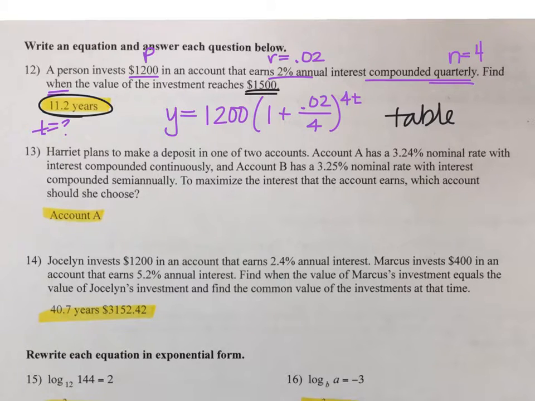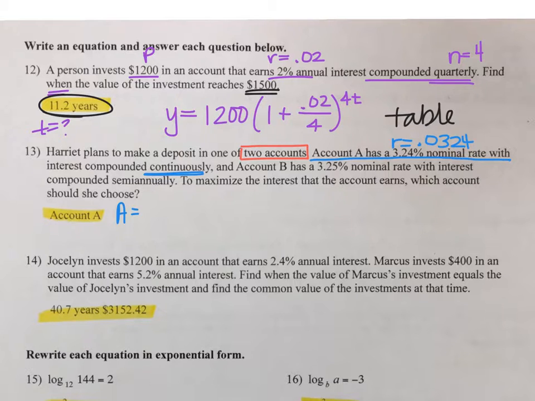Okay, in my second equation, it says we're talking about 2 accounts, which means I'm going to be comparing and I'm going to need to make 2 equations. So first I want to figure out everything about account A. So account A, they give me a rate. Remember to move the decimal place, that's 0.0324. Compounded continuously, so that means I'm going to use my e equation. So account A is going to be, well, let me kind of put a pin in that.